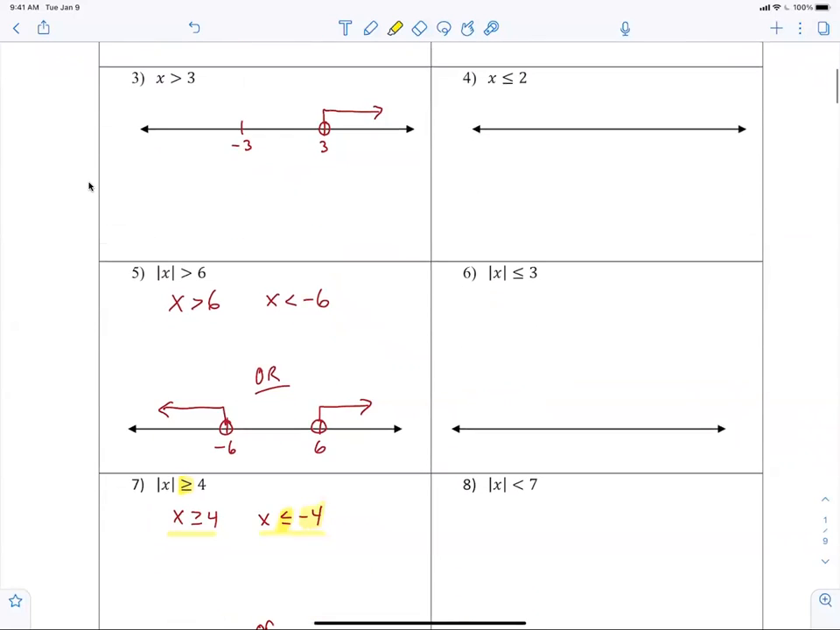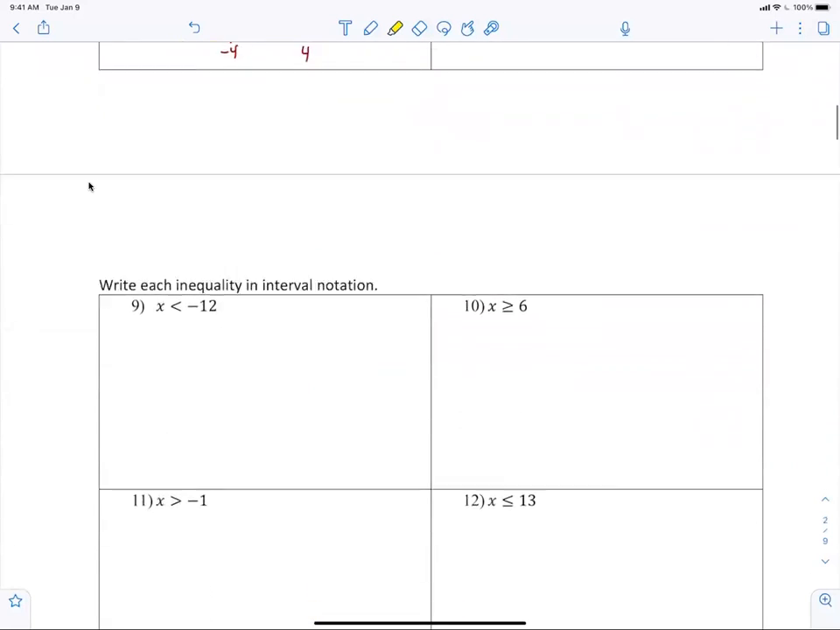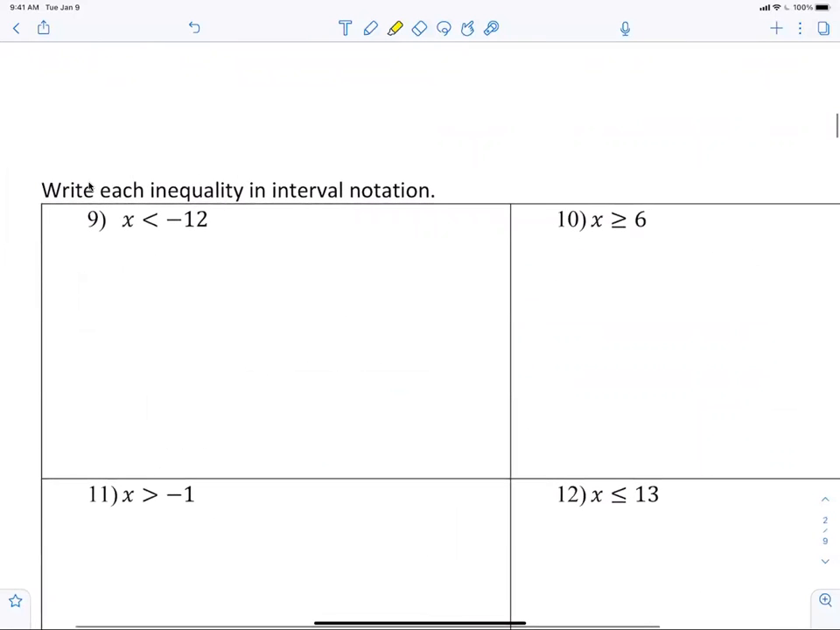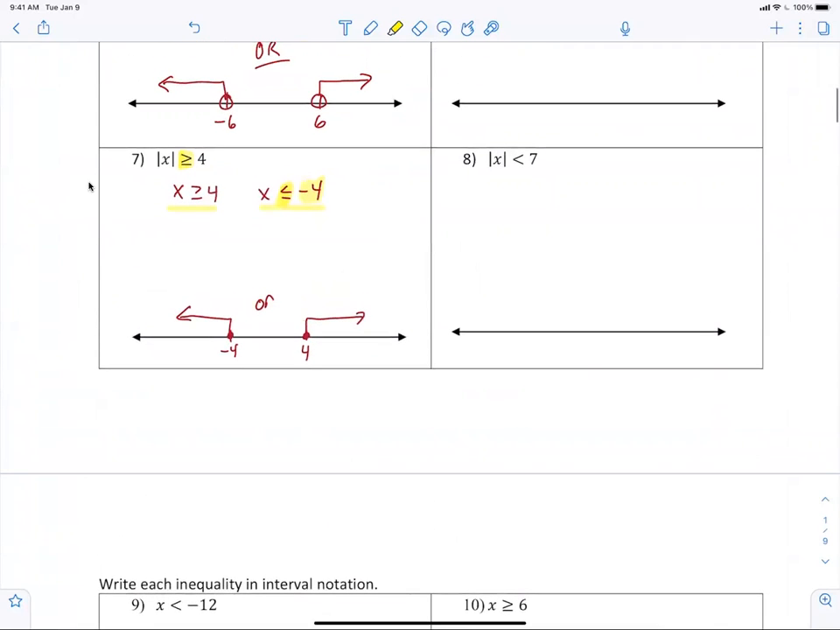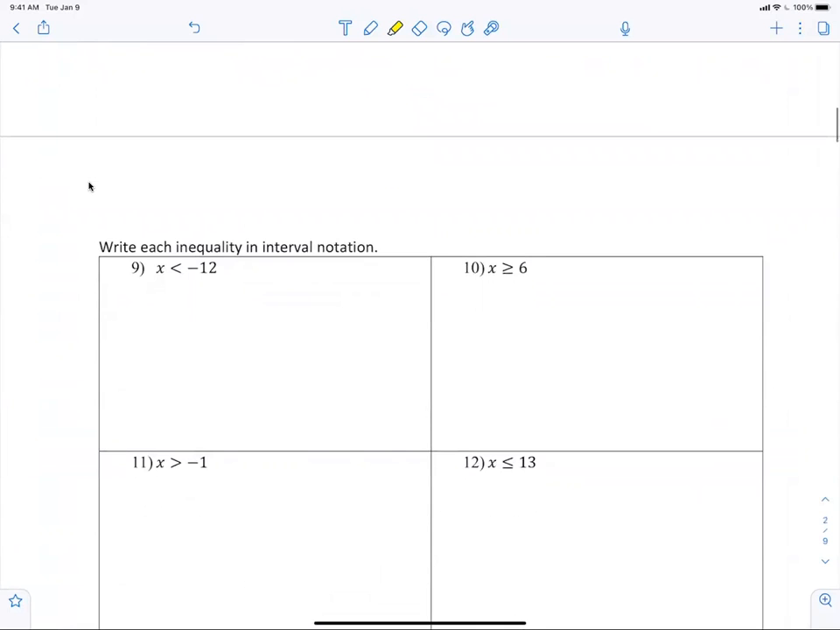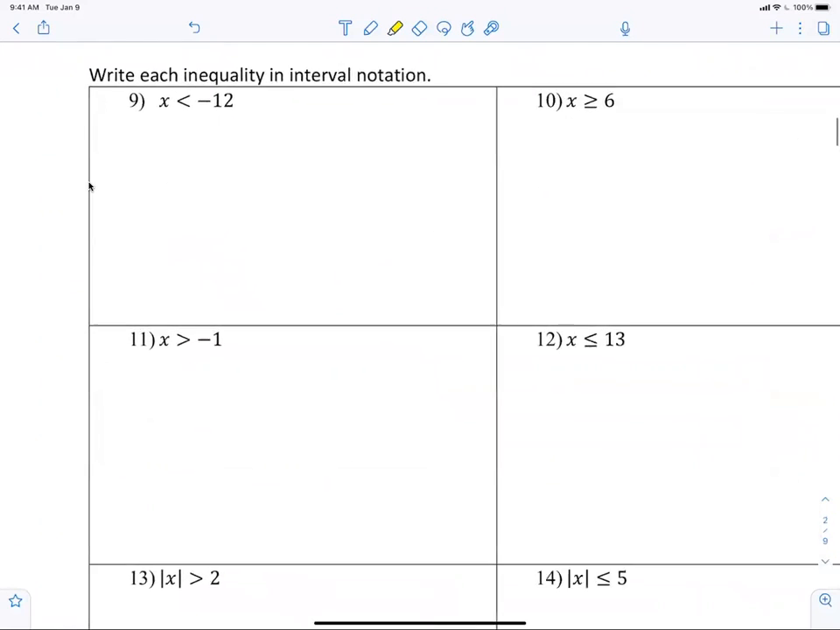Interval notation is this part right here. Write each inequality in interval notation. I said 1 through 8, I want on a number line. Can you do the others on a number line also? Yeah, you can do the others on a number line. But eventually, I don't want you to think on a number line. I want you to think in interval notation. So here we go.